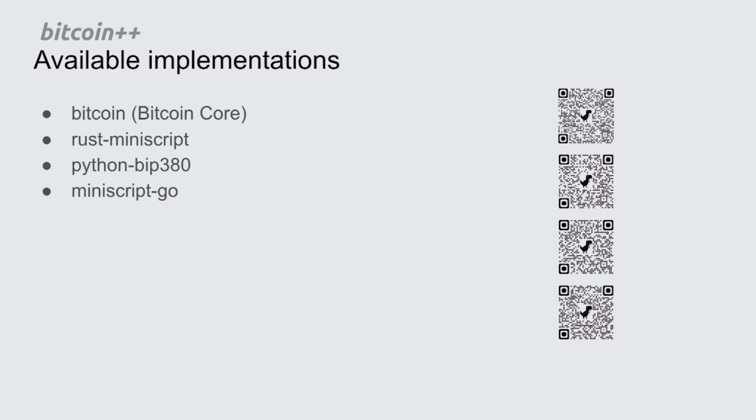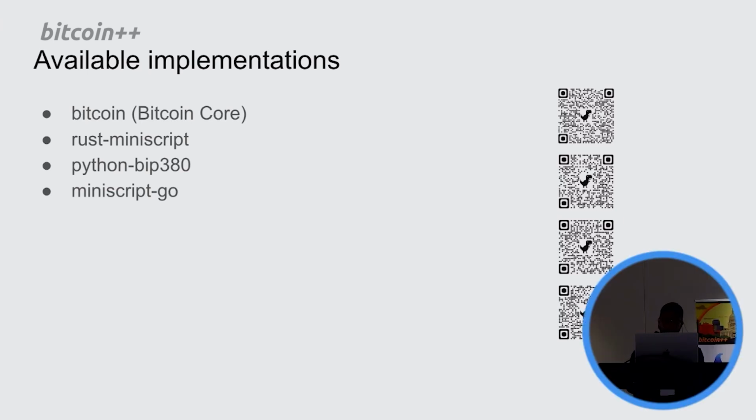So, using Miniscript, there's not many implementations. There's a lot of bindings, but there's not like core implementations I see made. There's the one in Bitcoin Core. Miniscript is supported in Bitcoin Core. There's one in Rust Miniscript, which Sanket and Andrew work on. And there's Python BIP380, and Miniscript Go, which I think is made by a guy from BitScript.